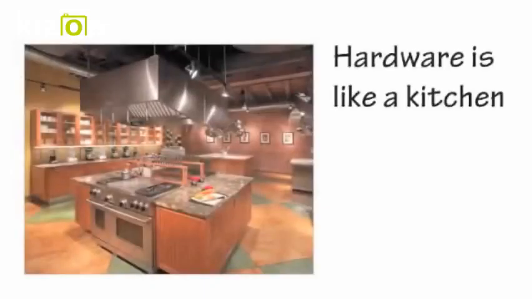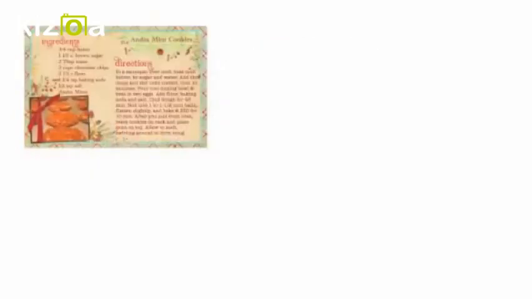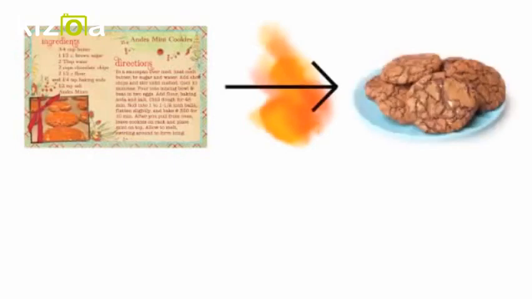The hardware of a computer is like a kitchen. It includes all the equipment necessary for cooking food, as well as an energy source and location for performing the processes of cooking. The kitchen is where the ideas of a recipe are translated into edible meals.